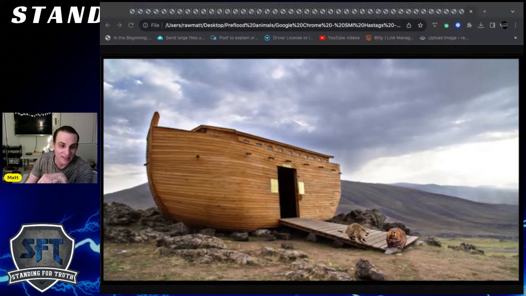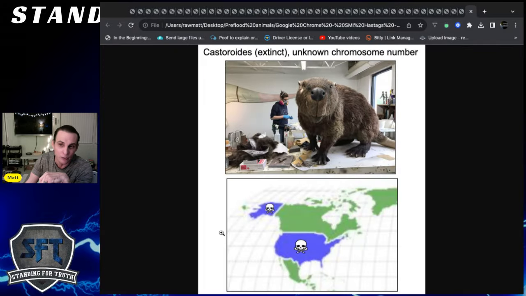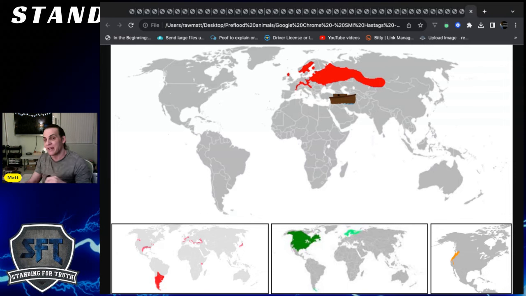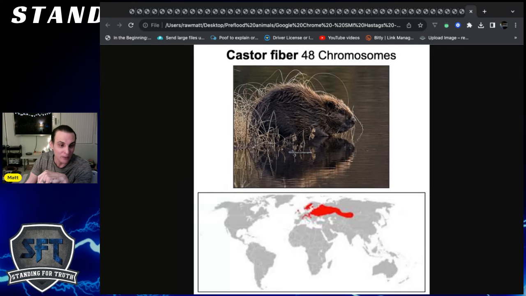So we're going to say that the original Castor fiber with 48 chromosomes was most likely the species that was on the ark. Now, of course, we could say that this extinct species was as well because of how far it got on its migration patterns. But again, we're going to go with the information that we do have and that makes the most sense based on migration patterns. And we again see that the higher chromosome number goes to the one that's nearest the ark. And as they spread out and speciate, they lose genetic information over time. So this would be most likely the species that was on the ark.